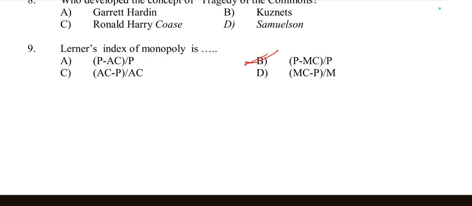Here Learner's index of monopoly measures the degree of market power a firm has by showing the difference between the price and the marginal cost as a proportion of the price. So it indicates how much a firm can mark up its price above marginal cost. So Learner's index of monopoly is P minus MC by P.